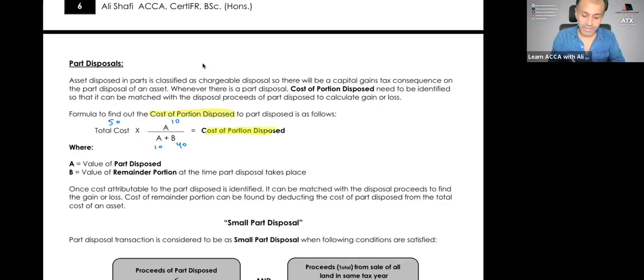The main thing in the topic of part disposal is to find the cost of the part being disposed of, because we know the cost of the entire land, but we need to break out a portion of cost so that we can associate it with the part being disposed of and match it up with the proceeds to calculate the gain or maybe a loss. And that way is the formula: A divided by A plus B. A equals the market value of the part being disposed of, B equals the market value of the remainder portion, all written nicely in your lecture notes.